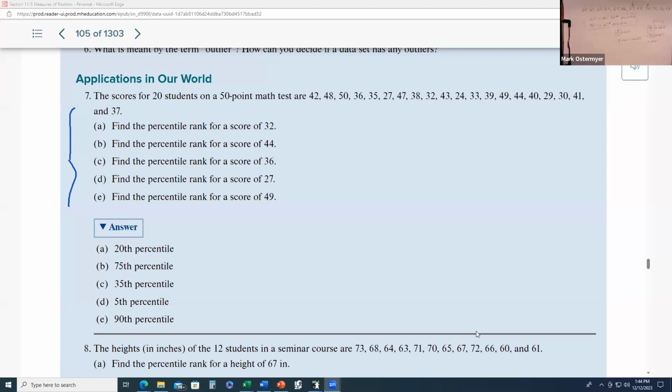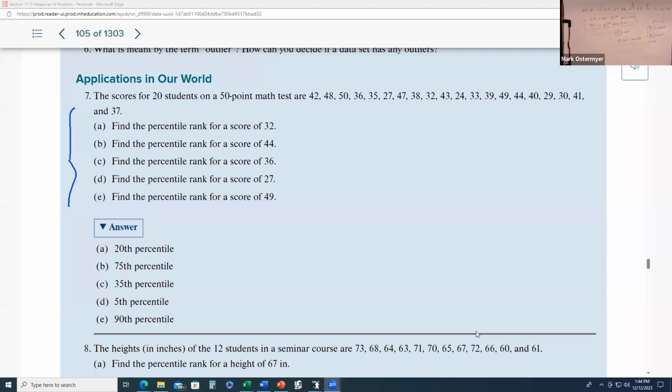All right, how about 49? If you score 49 out of 50, what percentile do we find ourselves in? Did anybody get 90%? I got 85th percentile. 85th percentile. Okay. 85th percentile. All right.